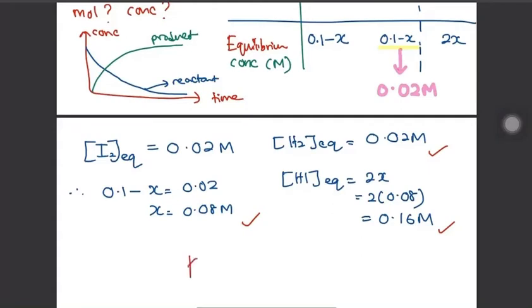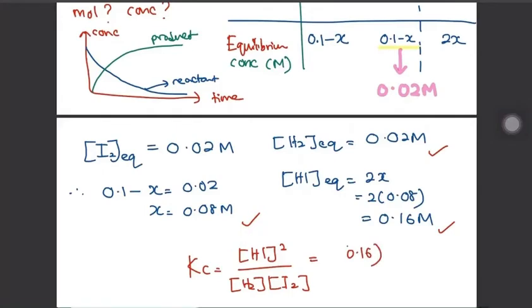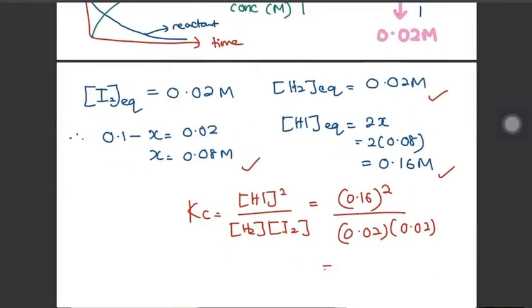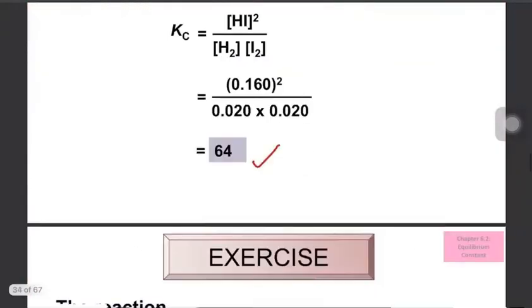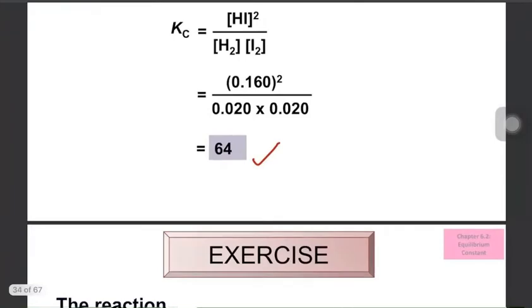So the question asks us to find Kc. So Kc, the expression was this. Now all you have to do is substitute in the corresponding values. And you get the answer. Where is the answer? 6.2. Okay, so there you have the answer, 64. This is what you have to do.